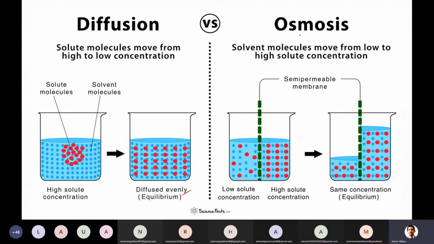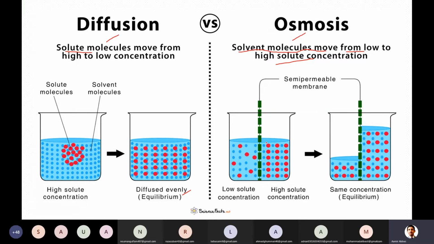In osmosis, the major difference is the movement of solvent molecules. There we were talking about solute molecules, and here, as you already know from the detailed discussion yesterday, the solvent moves from low to high solute concentration. Let's say you have this system, a beaker or compartment, which is divided into 2 parts with the help of a semi-permeable membrane.